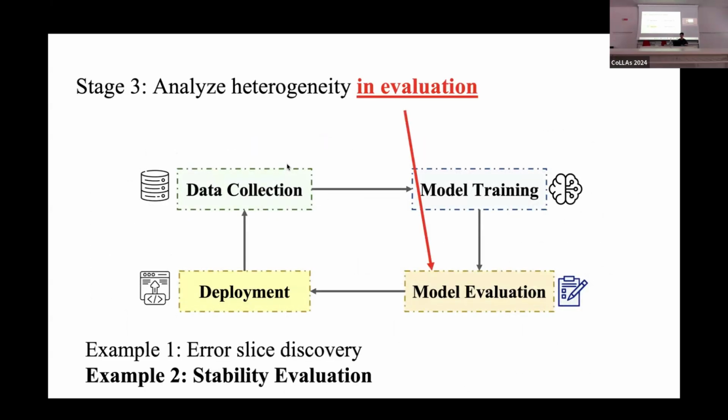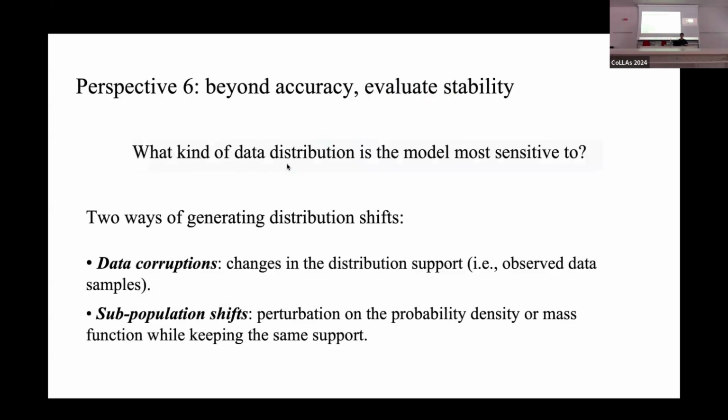And the second example is about stability evaluation. And our perspective is beyond accuracy. We need to evaluate the stability of a machine learning model, no matter what kind of applications you are in. And the key question here is: what kind of data distribution is the model most sensitive to?